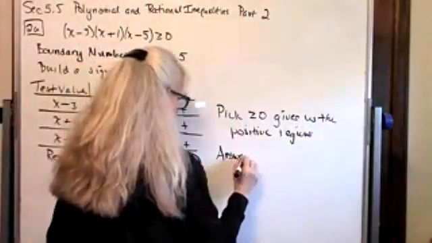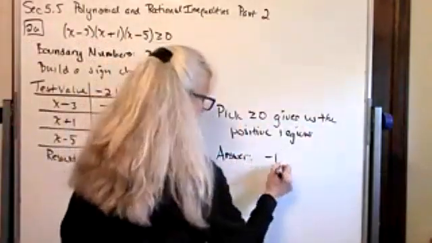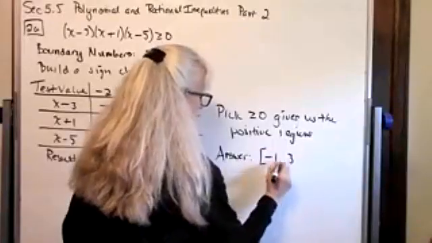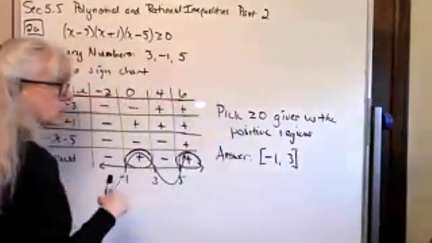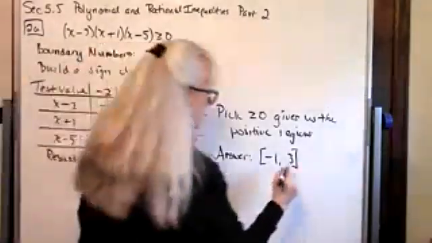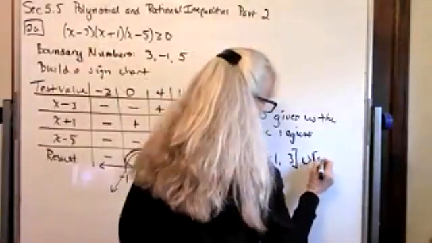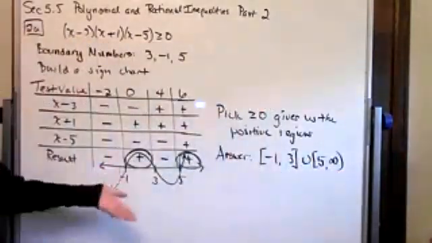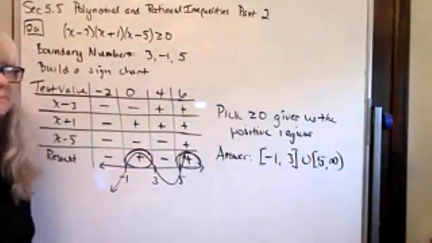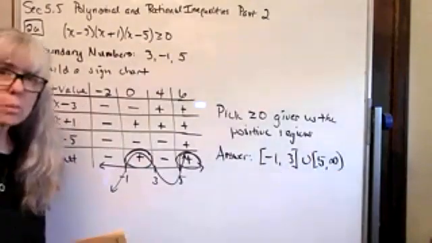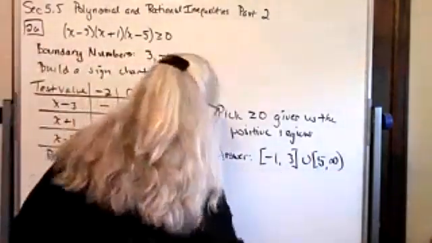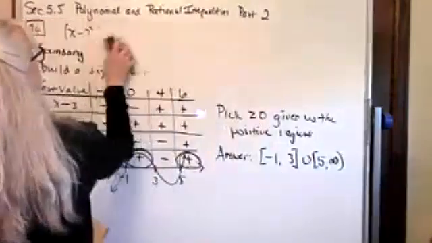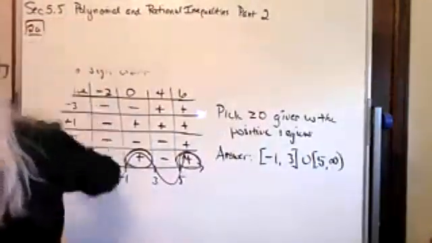So our answer would go from -1 to 3. We're going to use brackets because the inequality has the equal to, it's inclusive, and then also from 5 to infinity. And there's our answer. So those are the regions where this graph falls below the x-axis. Okay, let's do a couple more polynomials. And each one's a little bit different.